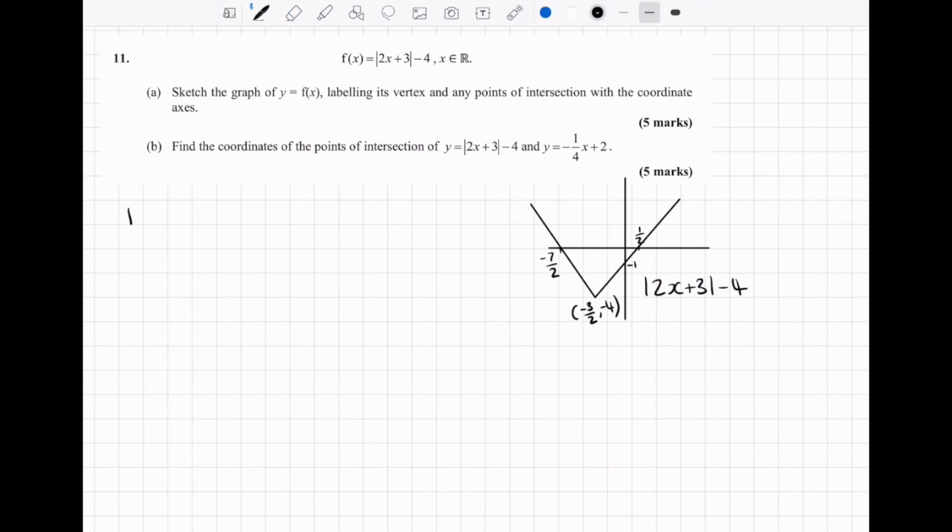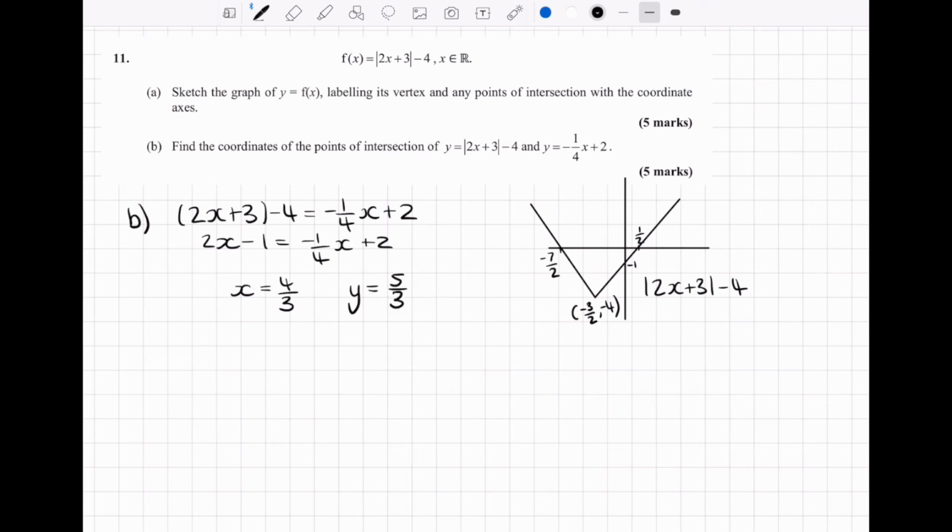Next is to find the coordinates of the points of intersection of this graph and minus 1/4 x plus 2. Another nice 5-mark question. So first of all, I will solve 2x plus 3 minus 4 equals minus 1/4 x plus 2. This is a nice algebra one just to rearrange for x. And we should get x equals 4 over 3. We can sub that into either equation then to find our value for y, and we'll get the corresponding value of y is 5 over 3.